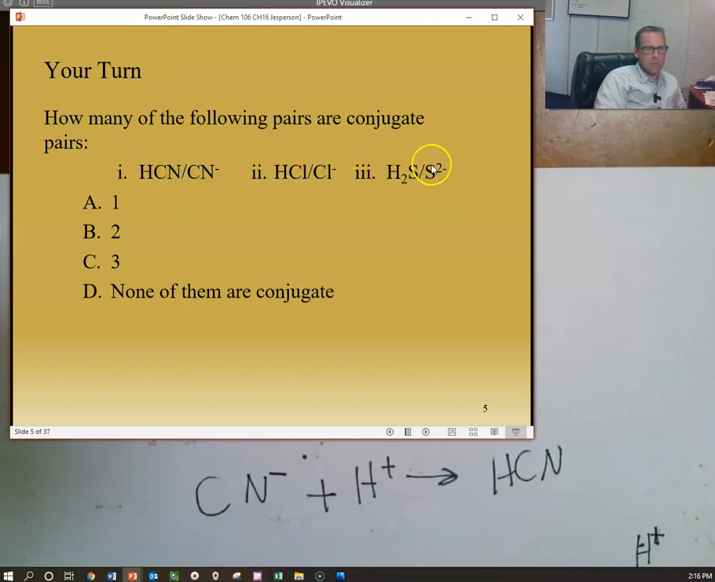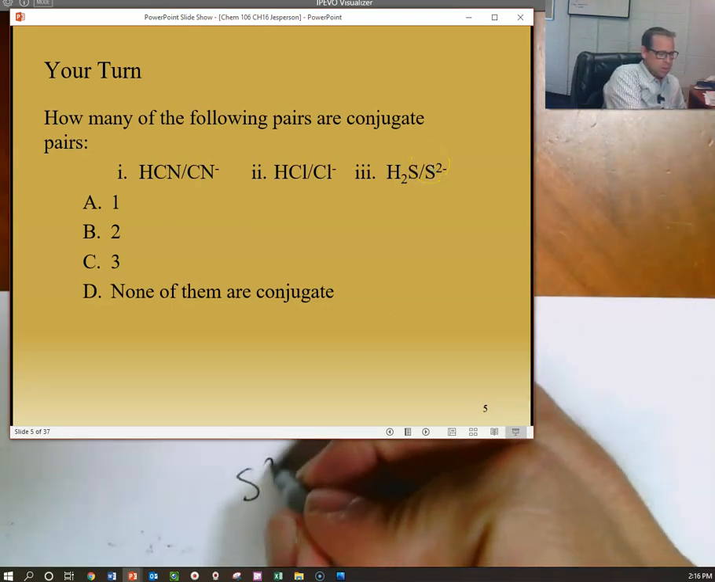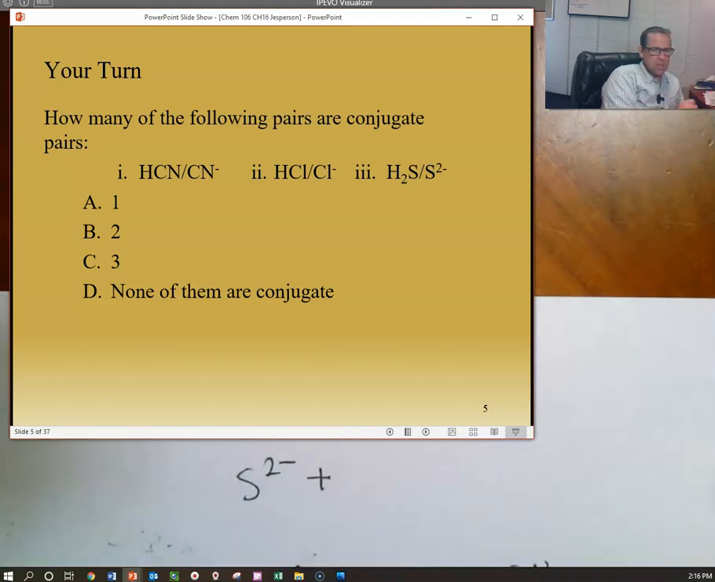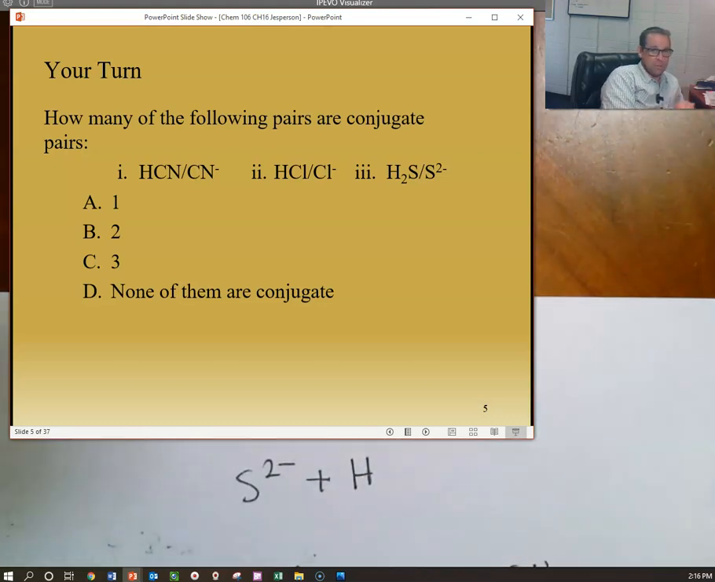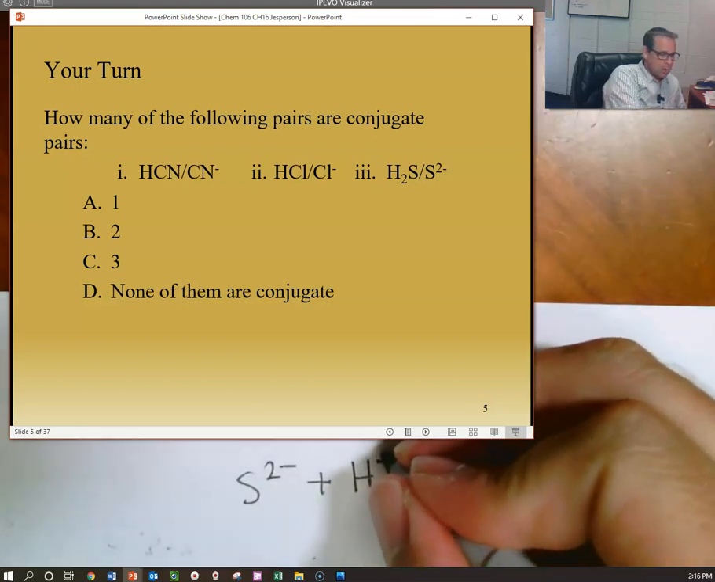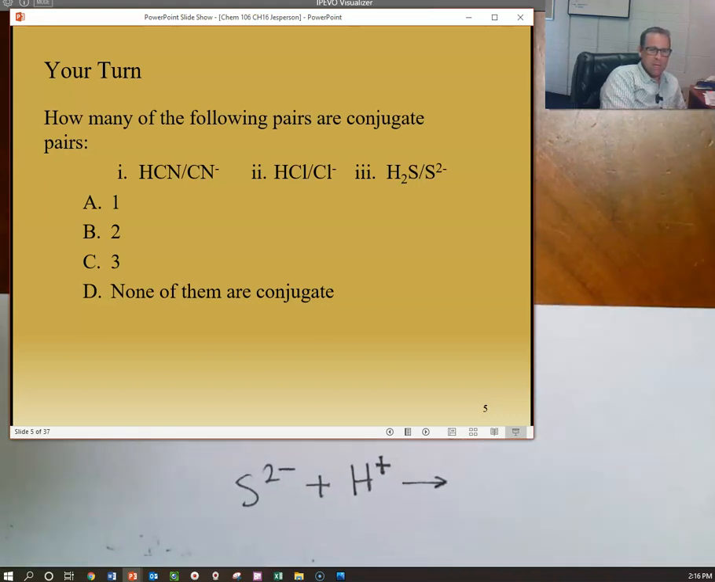What's going on here? S2 minus, I just add what? What do I add, Camille? Just 1 hydrogen. Yeah, you always just add one because that's the definition of the acid and its conjugate base, or the base and its conjugate acid: it is just one hydrogen ion difference.